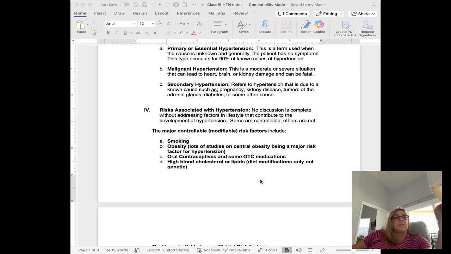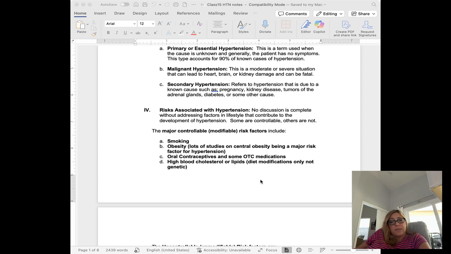And then obesity. There's a lot of studies on central obesity. So that means the central obesity is what do we call it? Our six pack or whatever. It turns into a beer belly. It's usually the fat that's around the organs. Okay. So we call that central obesity.